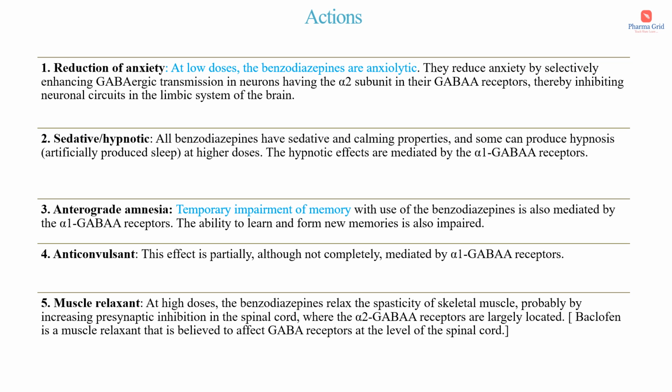The ability to learn and form new memories is also impaired. Next is the anticonvulsant property. This effect is partially, although not completely, mediated by alpha 1 GABA A receptors. The fifth one is muscle relaxant property.